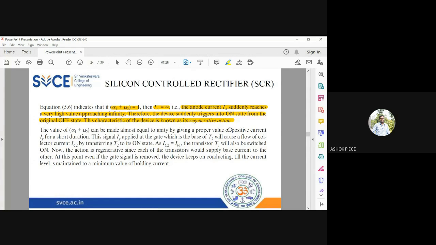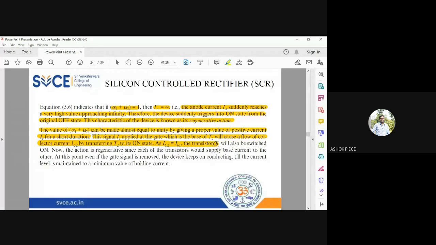And the value of alpha 1 plus alpha 2 can be made almost equal to unity by giving a proper positive current to the gate for a short duration. So if you give a proper current to the gate for a short duration, you can ensure alpha 1 plus alpha 2 equal to 1, which will turn on your device. The signal IG applied at the gate, which is the base of T2, will cause a flow of collector current I2, therefore transferring T2 into on state.